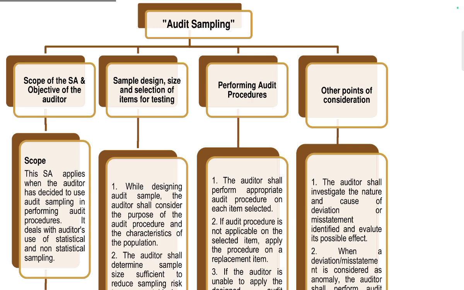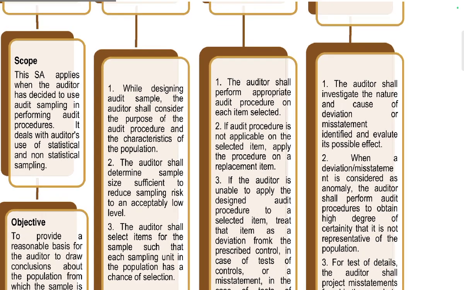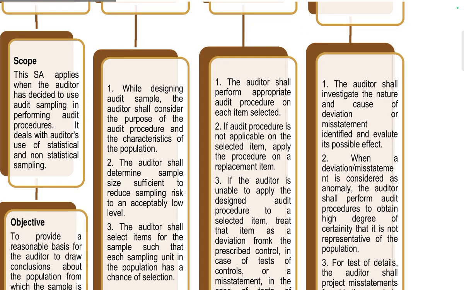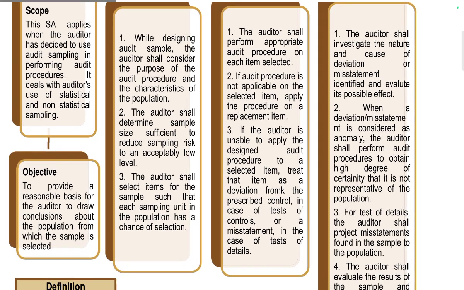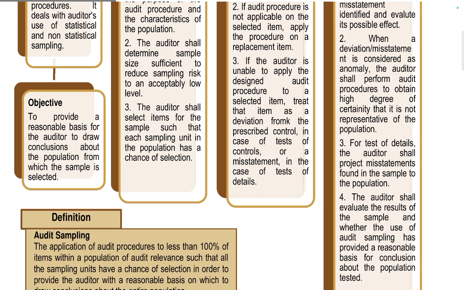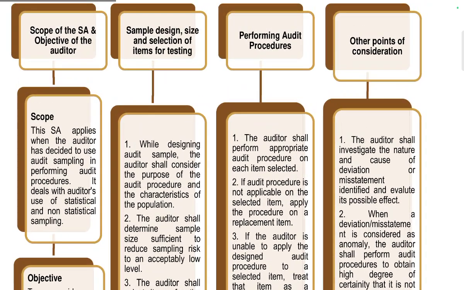Now, scope of the standard of auditing and objective of the auditor. Scope: the standard of auditing applies when the auditor has decided to use audit sampling in performing audit procedures. It deals with the auditor's use of statistical and non-statistical sampling. Objective: to provide a reasonable basis for the auditor to draw a conclusion about the population from the sample selected.